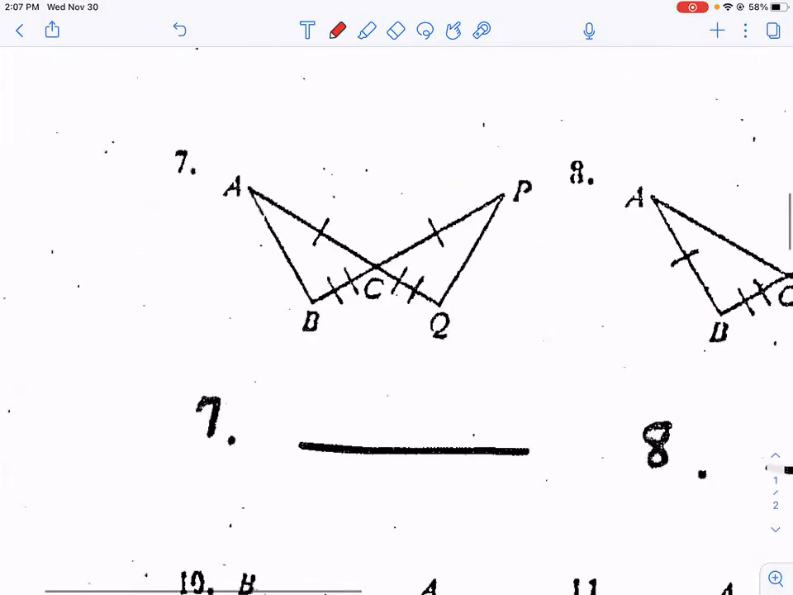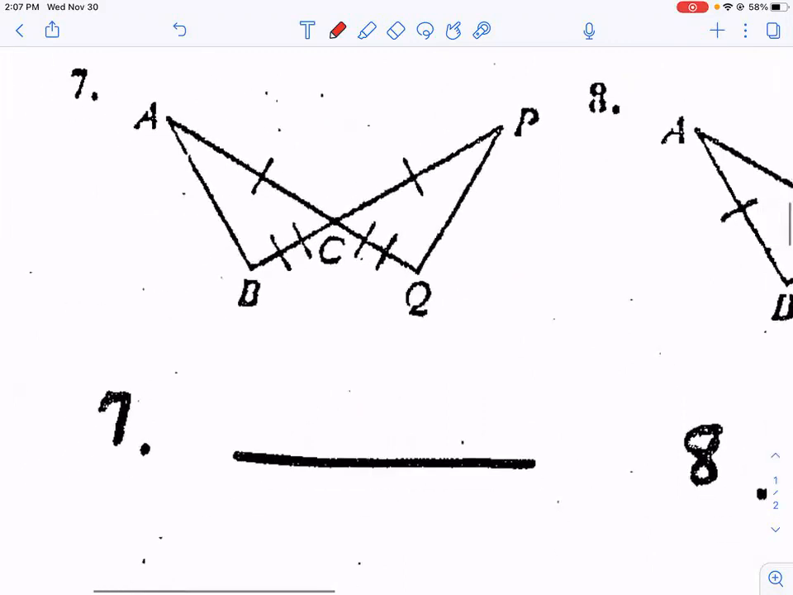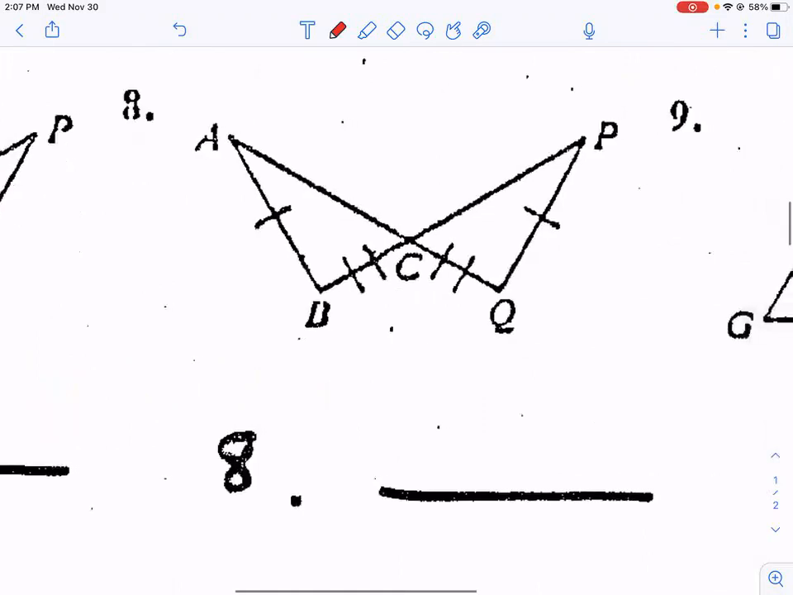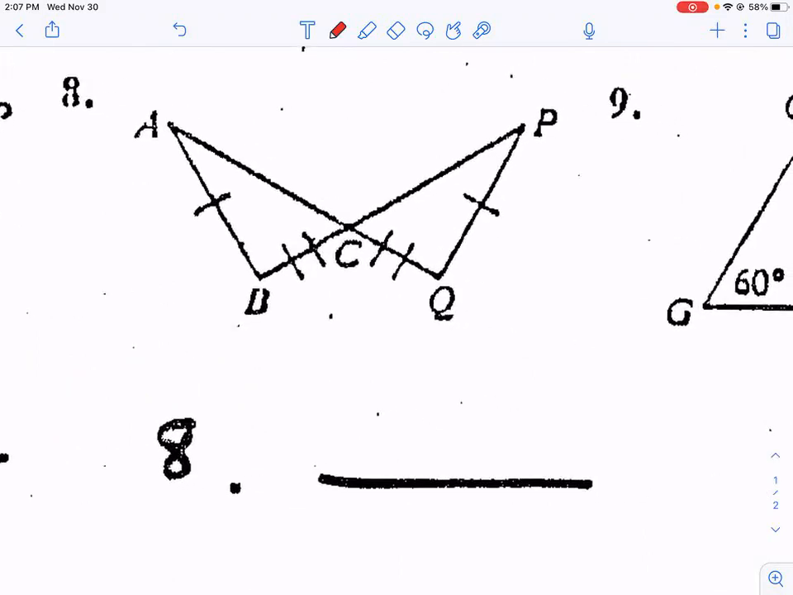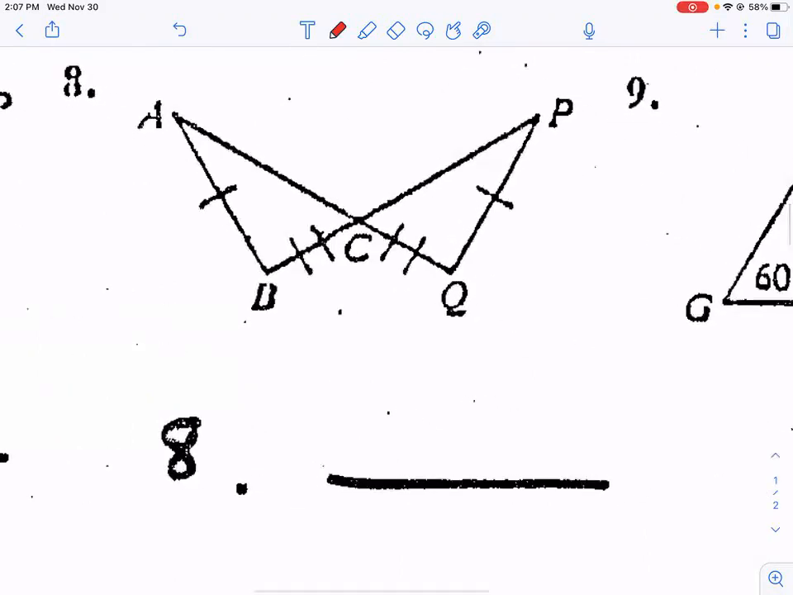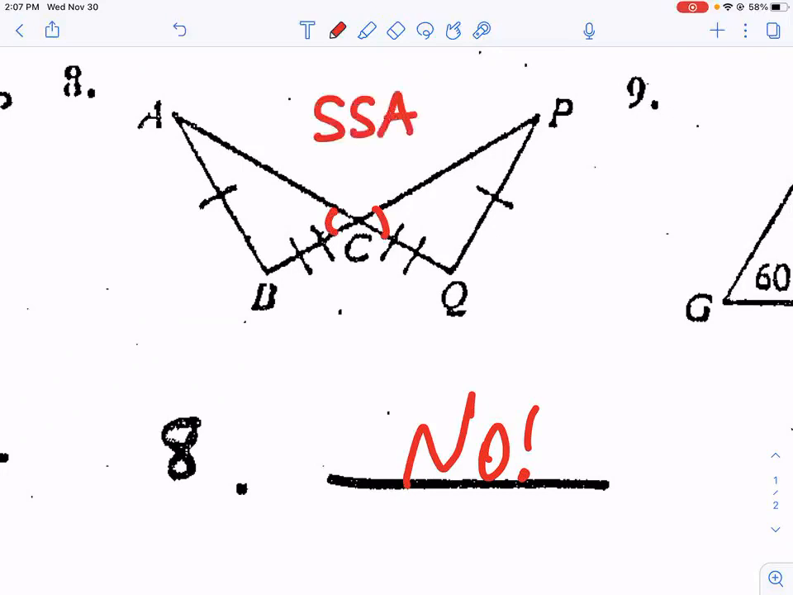Okay. All right, number 7, Serena, are these congruent? By? All right, we have vertical angles right here, people. Okay. Number 8, Aiden, are these congruent? No. Why? There's not enough info. But I know that these are vertical angles. There's 3 pieces of information, but it's SSA.